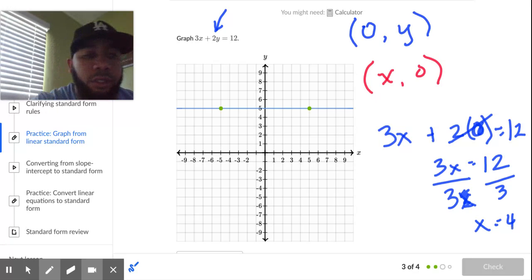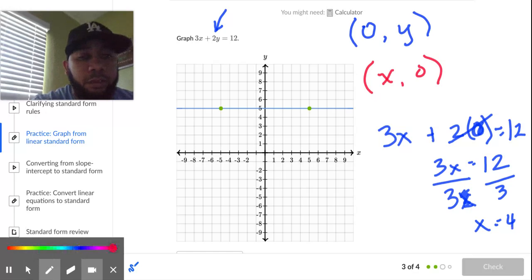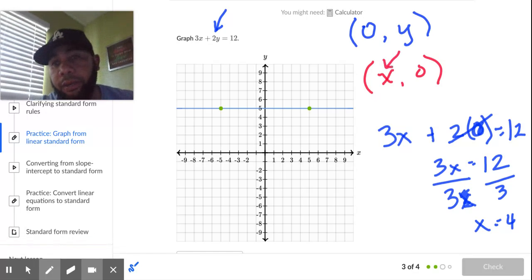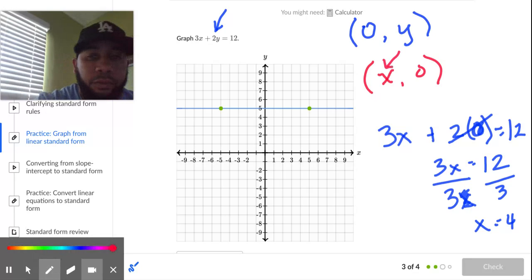And so this should be in red. I apologize about that. That's my mistake. That's this one. That's this one. Okay? That's that one. Okay? Now the other one, if x was 0, I'm gonna keep it in blue.